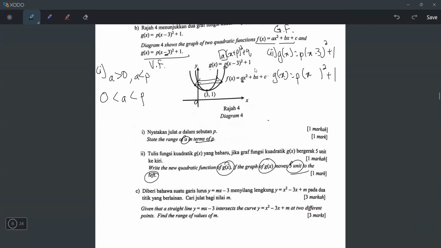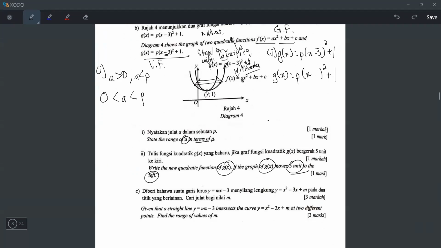Let me explain further why it is like that. Because the a will tell us the shape, or the width, like how wide the curve is. And p will tell us what? The x coordinate of the turning point and also the axis of symmetry, okay? And then q will tell me the y coordinate of the turning point or the minimum value. The minimum value, or sometimes it's the maximum value, but for this case it's the minimum value.